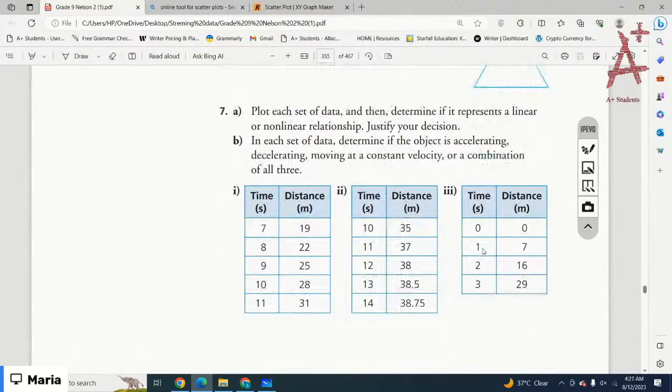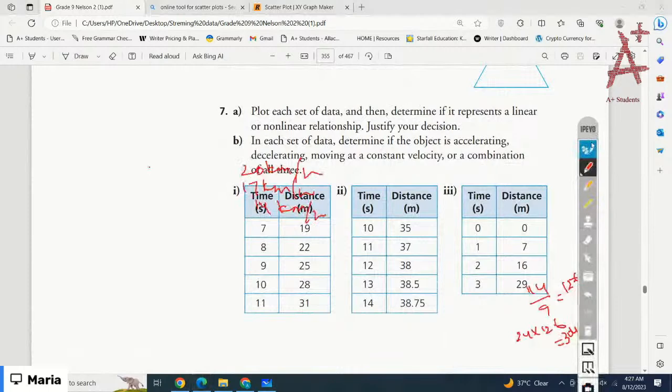Okay, the first one, let me just calculate through first differences. I can see if they are linear or non-linear, right? So 19, 20, 21, 22. The difference is 3. 22, 23, 24, 25. So the first one is linear, right? Because the first difference is the same, so this one is a linear relation, right?